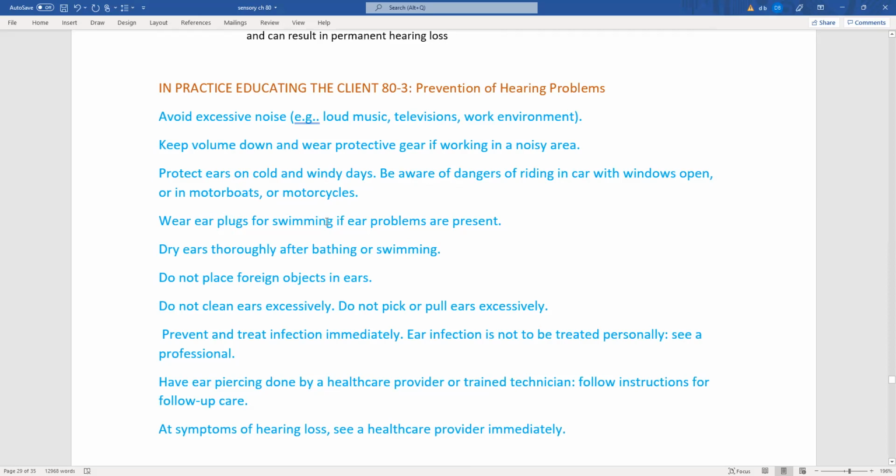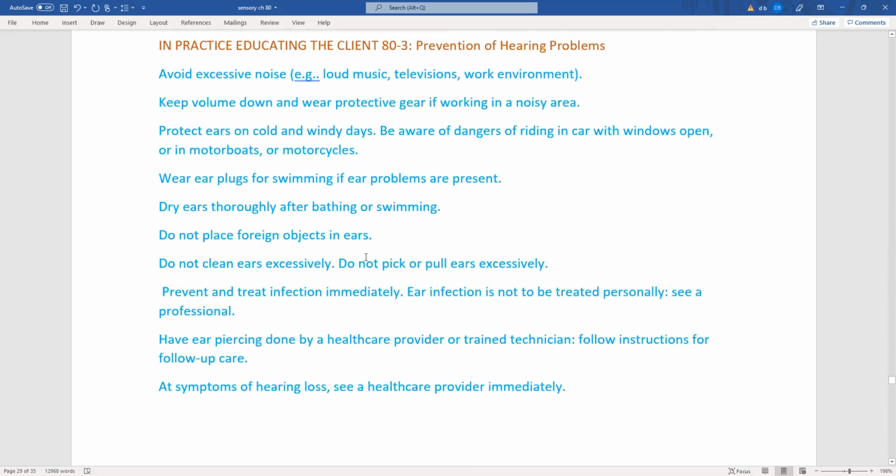Wear earplugs for swimming if ear problems are present. Dry ears thoroughly after bathing or swimming. Do not place foreign objects in your ears. Do not clean ears excessively. Do not pick or pull ears excessively. Do not put no Q-tip in your ears either. I know we've been doing that. Well, some of y'all been doing that all your life, fighting with that wax in your ear with them Q-tips, but you're not supposed to do that. Prevent and treat infections immediately.